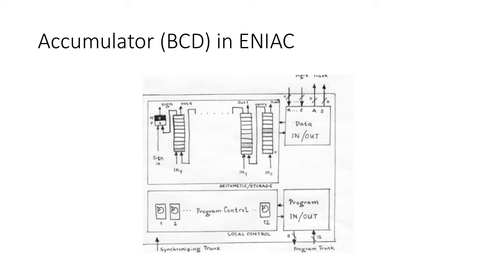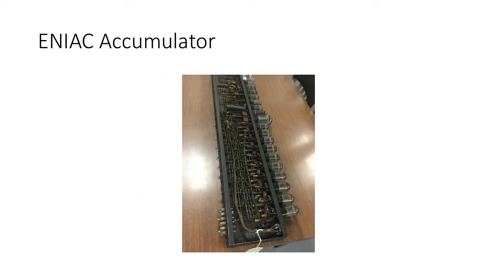The accumulator is based on binary coded decimal, and that's being used as a shift register inside of ENIAC, so that's a serial accumulator. And you can study that in your digital design courses if you like. And then this is the full-blown ENIAC accumulator. This is 27 tubes, and there's a wide variety of tubes available.